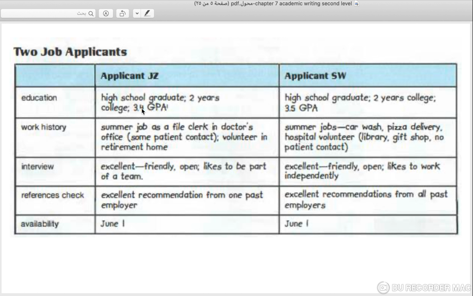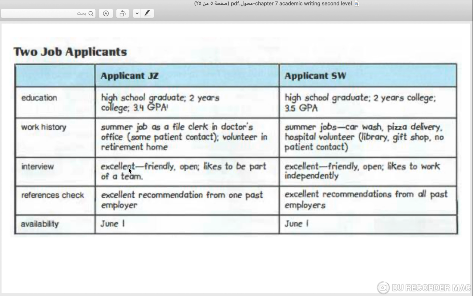Work history: summer job as file clerk in doctor's office, some patient contacts, volunteer in retirement home. Summer jobs: car wash, pizza delivery, hospital volunteer, library, gift shop, no patient contacts. طبعا هنا أعطت الأشياء المتشابهة بيناتهم وأيضا الاختلافات.